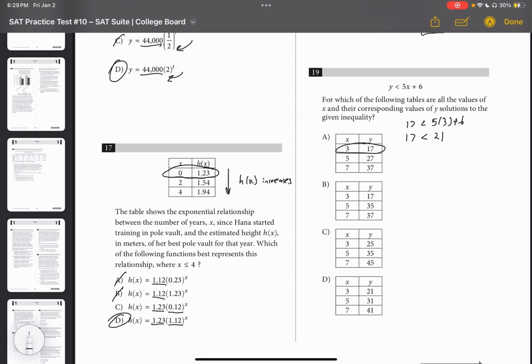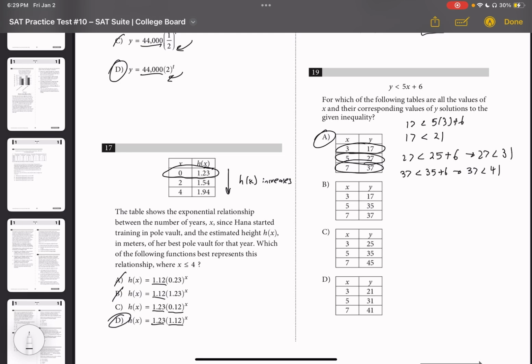Now we need to try 5, and 27, this one right here, so we have 27 is less than 5 times 5, which is 25, plus 6. So we have 27 is less than 31, which is also correct. Now we're going to try the last one, 7, 37. And we have 37 is less than 5 times 7, which is 35, plus 6. So 37 is less than 41. And this is also correct.